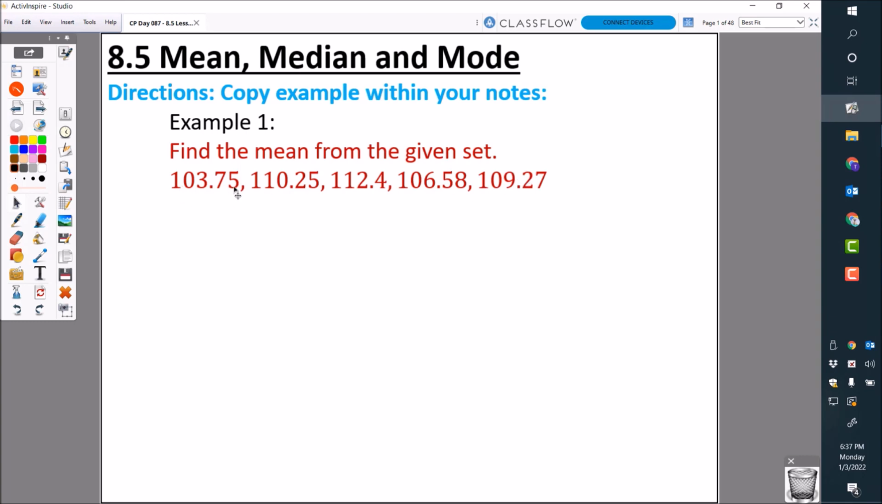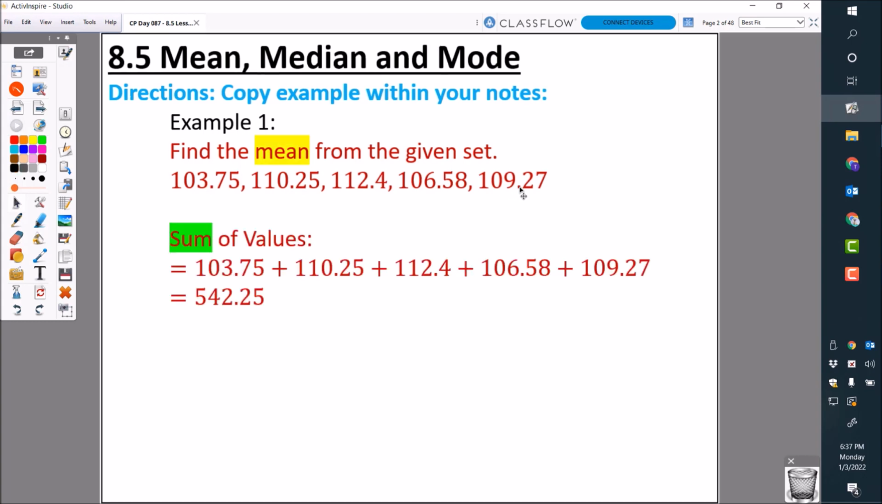I want to take note that we have 1, 2, 3, 4, 5 numbers, so 5 values. So again, we're going to find the sum of all the values. We're going to add it together. Now, if you're doing this by hand, you want to be very careful when you're adding, subtracting with decimal numbers. You do have to line them up, make sure you add them correctly. So if you notice that 4 of these numbers have 2 decimal places, so 0.75, 0.25, 0.58, and 0.27, whereas over here it only has 1 decimal.